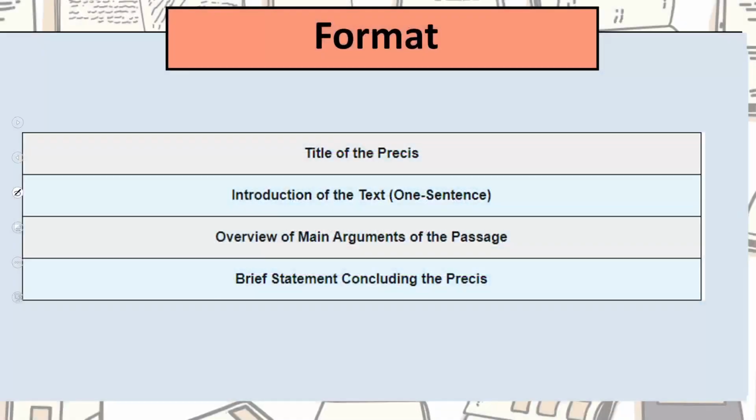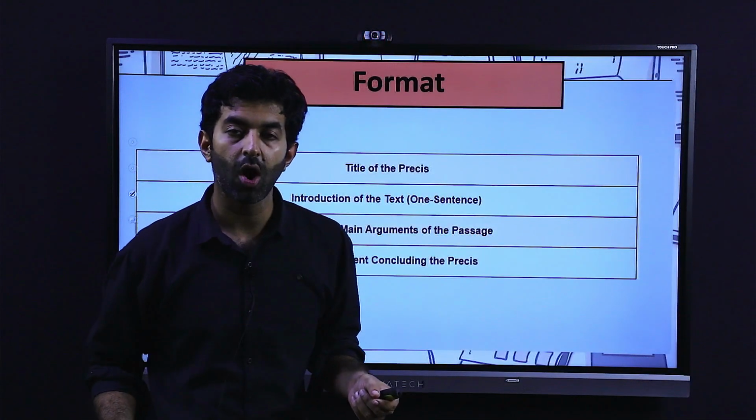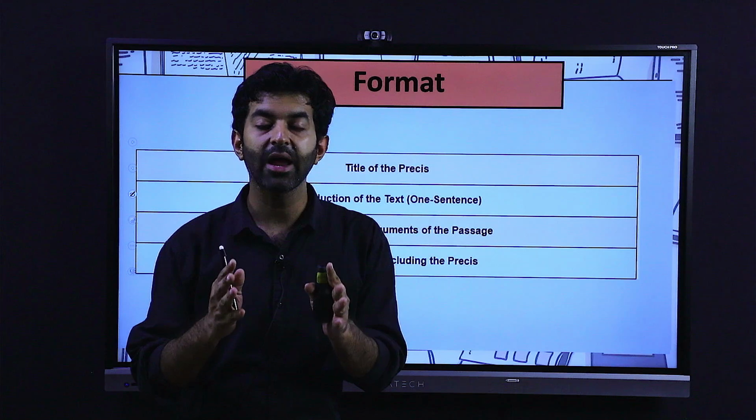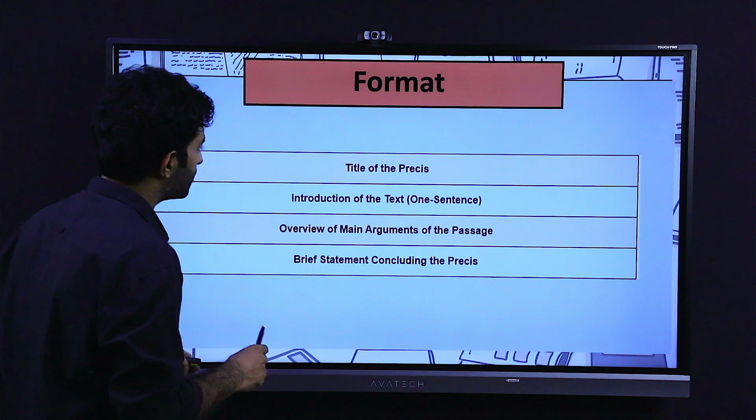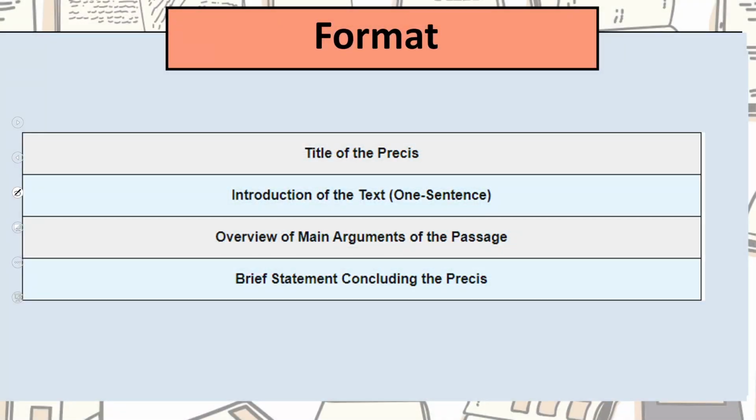Moving on, let's look at the format. Yes, just like any other writing form, we need to follow a correct format for writing a Pressy. So what is the format? First, you will give a title to your shortened version or your short summary, which we call Pressy. There should be a title. Then you have to include an introduction of the text. With one sentence, you have to introduce the text, what it is about.